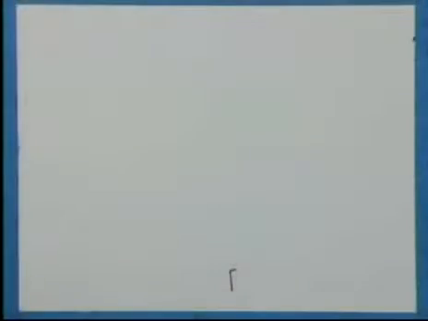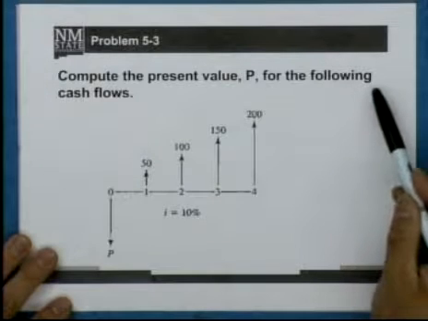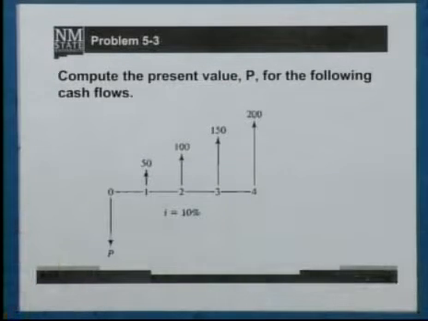So today we are going to solve a couple of end of chapter 5 problems based on these basic concepts. So the first problem that we are going to solve is problem 5-3. Compute the present value P for the following cash flows.